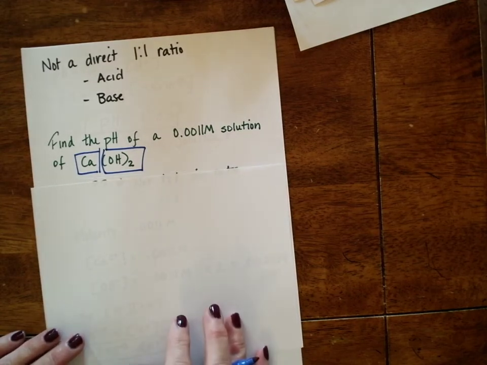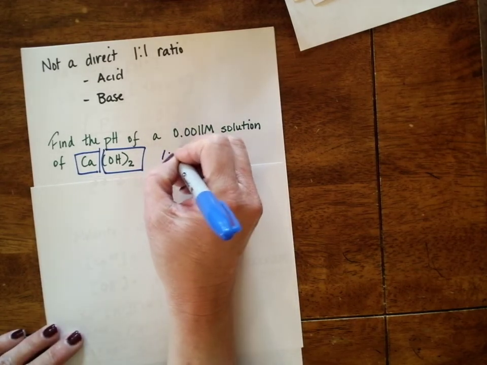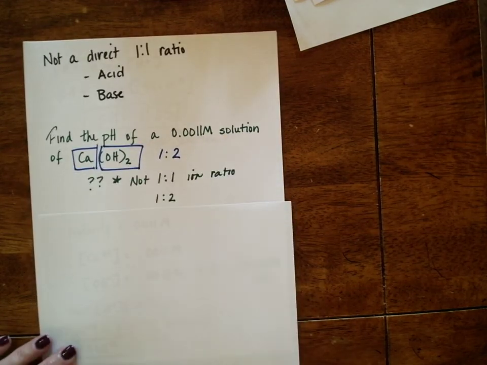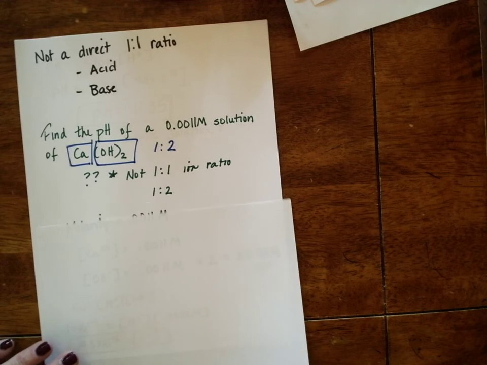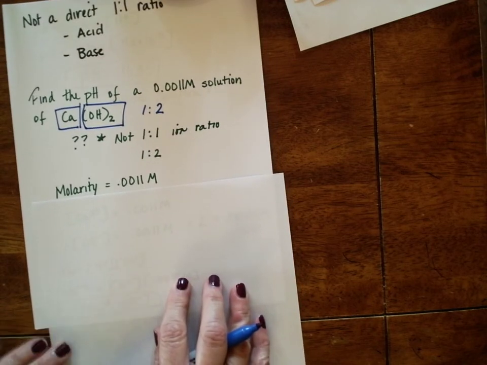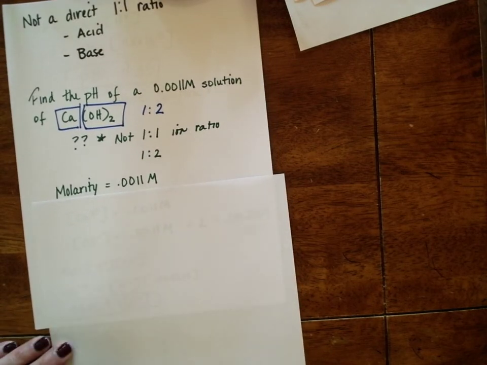This is not a 1-to-1 relationship. This is a 1-to-2 relationship. So I remember I'm going to have to deal with that when I move on to my problem. I'm going to write down what I know. I know my molarity is 0.0011 molar.